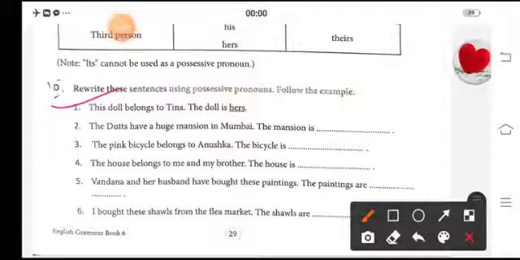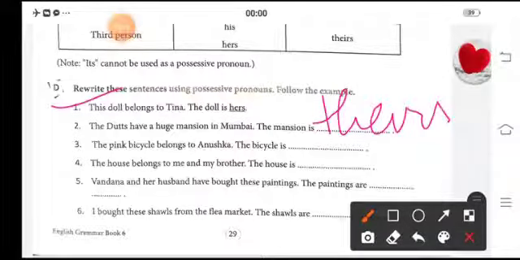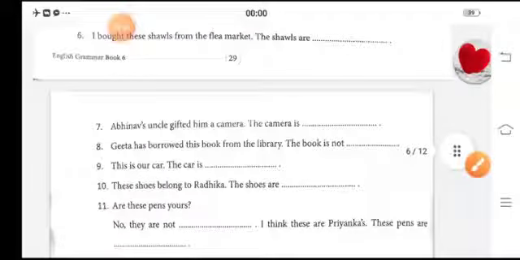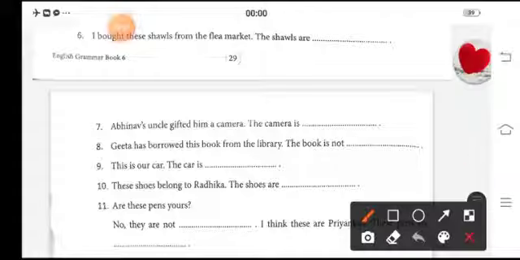The Dutts have a huge mansion in Mumbai. The mansion is theirs. The pink bicycle belongs to Anushka. The bicycle is hers. The house belongs to me and my brother. The house is ours. Vandana and her husband have bought these paintings. The paintings are theirs. Abhinav's uncle gifted him a camera. The camera is his.